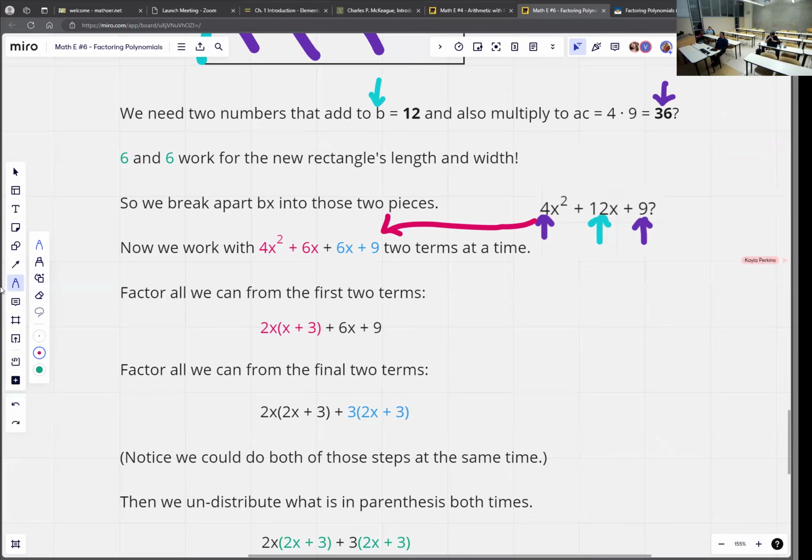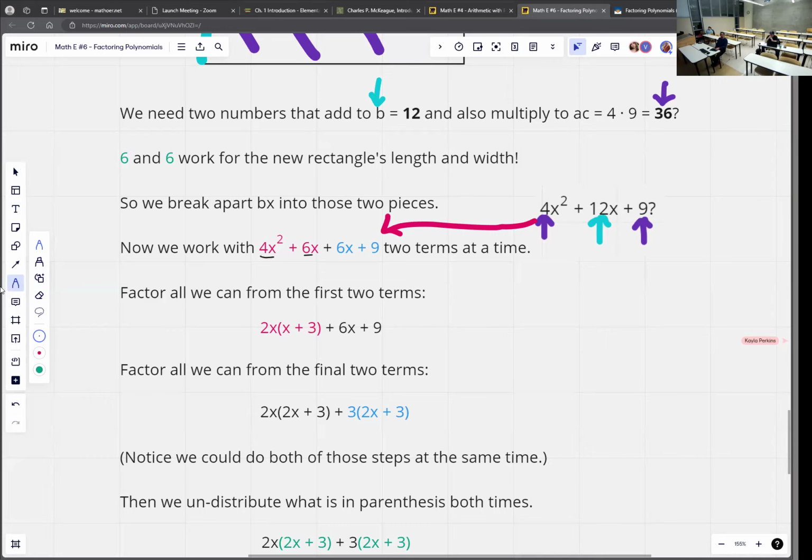Then I can factor everything I can from the first two terms. So from these red terms, there's a 2 and an X in both of them, so I'll put that in front. What's left from the first term, another X. From the second term, a 3. Everyone okay with how I got from here to there?